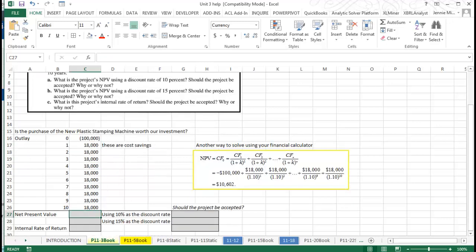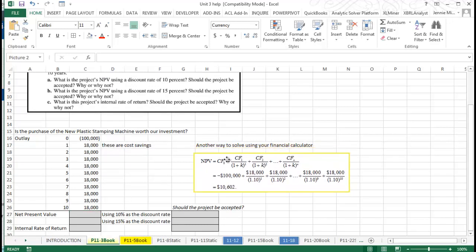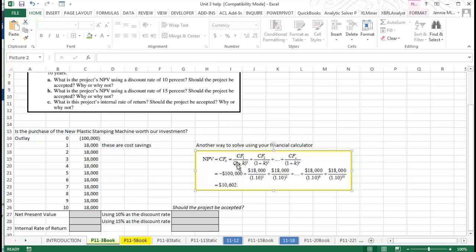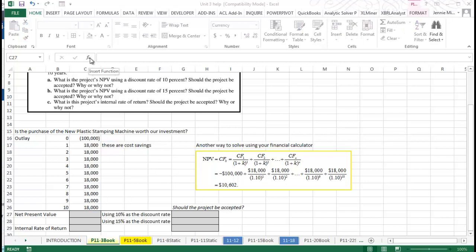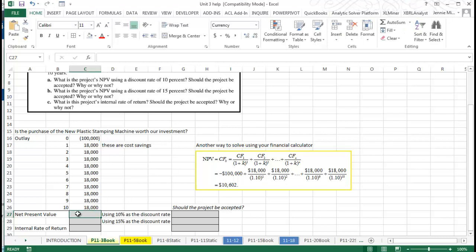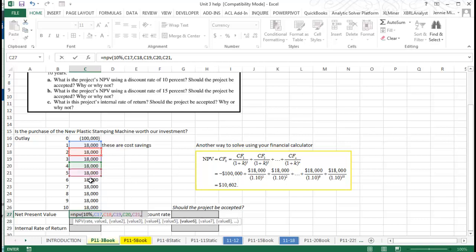I've shown you here a way to solve using your financial calculator, but I think my way is a lot easier using Excel. It doesn't matter what version of Excel you have, it's going to work. We're going to use a formula called net present value. I'm going to type it down here so you can see what comes up. Net present value, and then we need to use a rate. I want to put in 10%. Then we're going to put in these values one at a time. This is a little tedious, but we put a comma after each one.